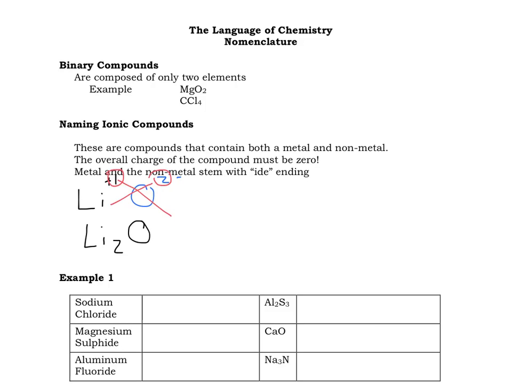And all ionic compounds work that way. It's important to know also that ionic compounds are electrostatic attraction, and they aren't actually a bond. So they're held together by the attraction of the positive and negative ions to one another.